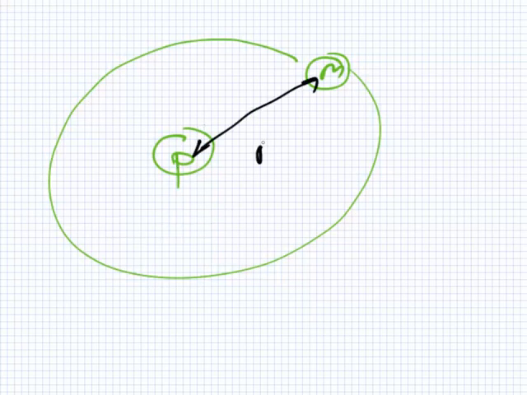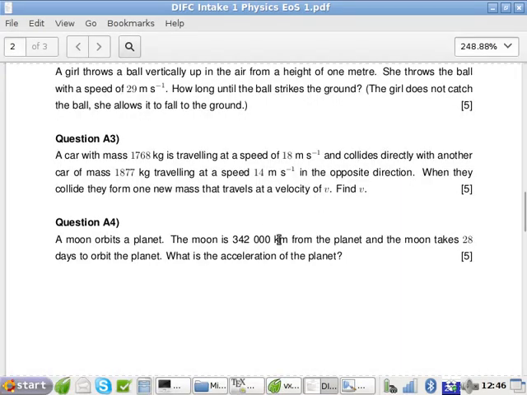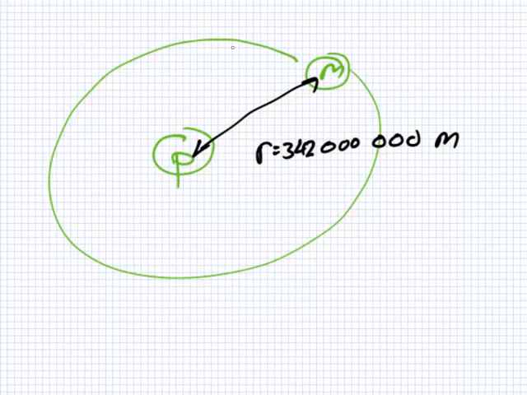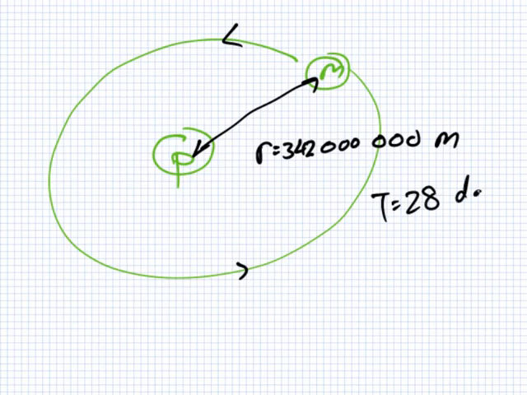So here the radius is 342,000,000 meters. Did you forget the K? Oh, you misunderstood, I didn't understand. Okay, fine. And the time it takes is 28 days, which in seconds is 28 times 24 times 3,600, which is 2,419,200 seconds.